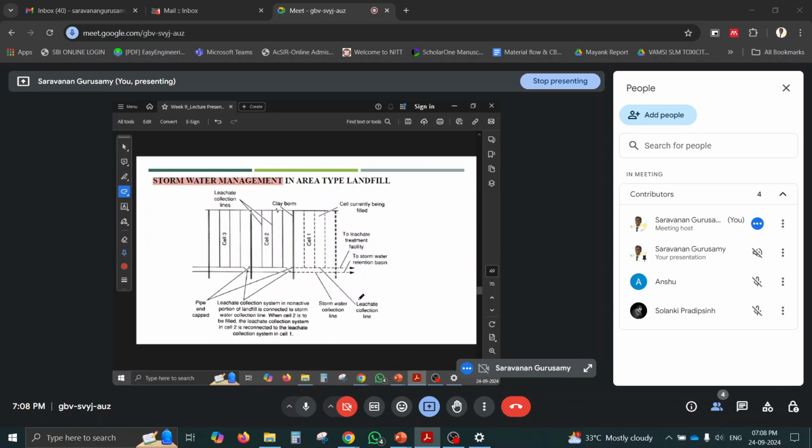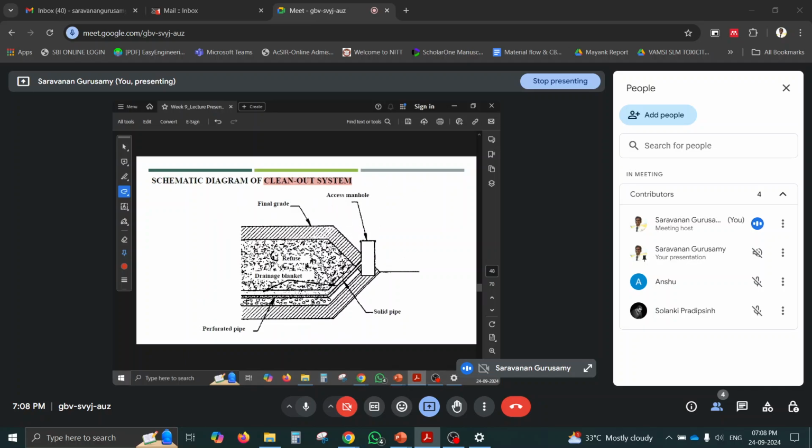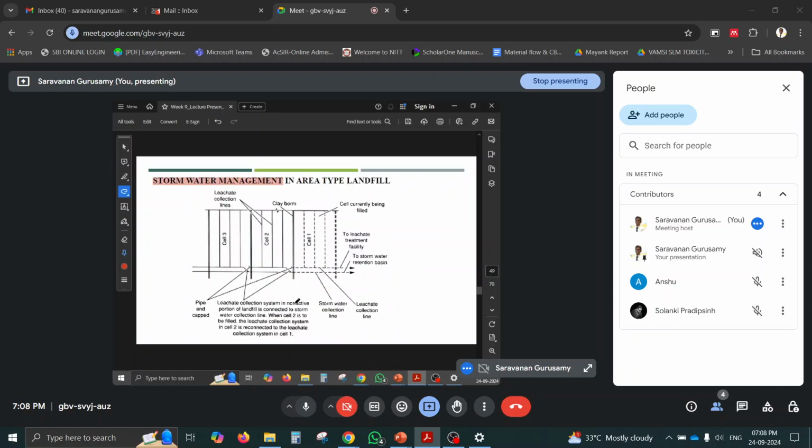Okay. And this is the clean out system. Whenever there is a clog, an accessible manhole should be there to clean out the system. Now this is the top view for stormwater management. Around the periphery of the landfill, we need to have periphery drains. They will avoid the rainwater runoff, that is the stormwater, from entering into the landfill. It will be avoided and will be collected through the periphery drains.